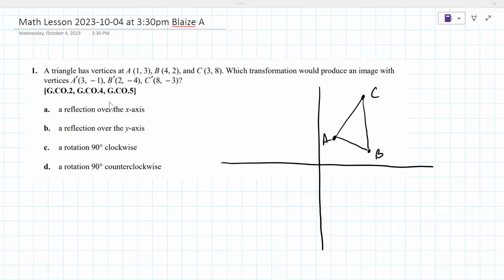Let me think, roughly. And then I'm going to graph A prime, B prime, and C prime. Okay, there. All right. Sorry, I did not graph that correctly so far, so let me just back this off.